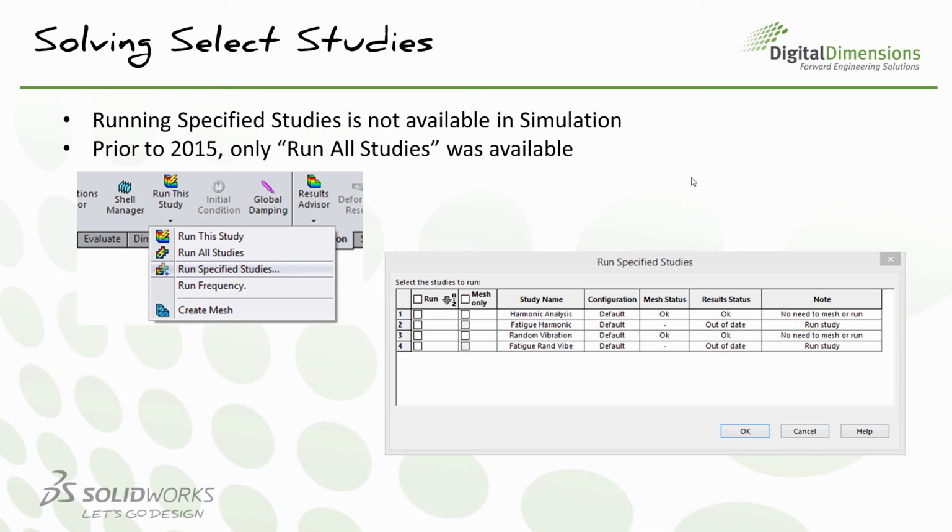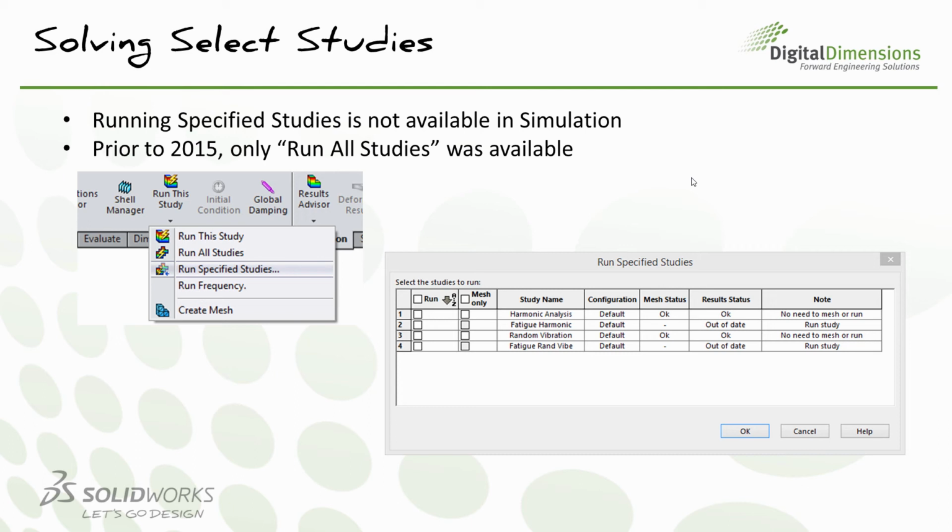Now in the run specified studies box, you can go in and again checkbox the columns you'd like to run or mesh only. Also, you can see the configuration, name, and conveniently the mesh status. And you have that really convenient notes section towards the end.